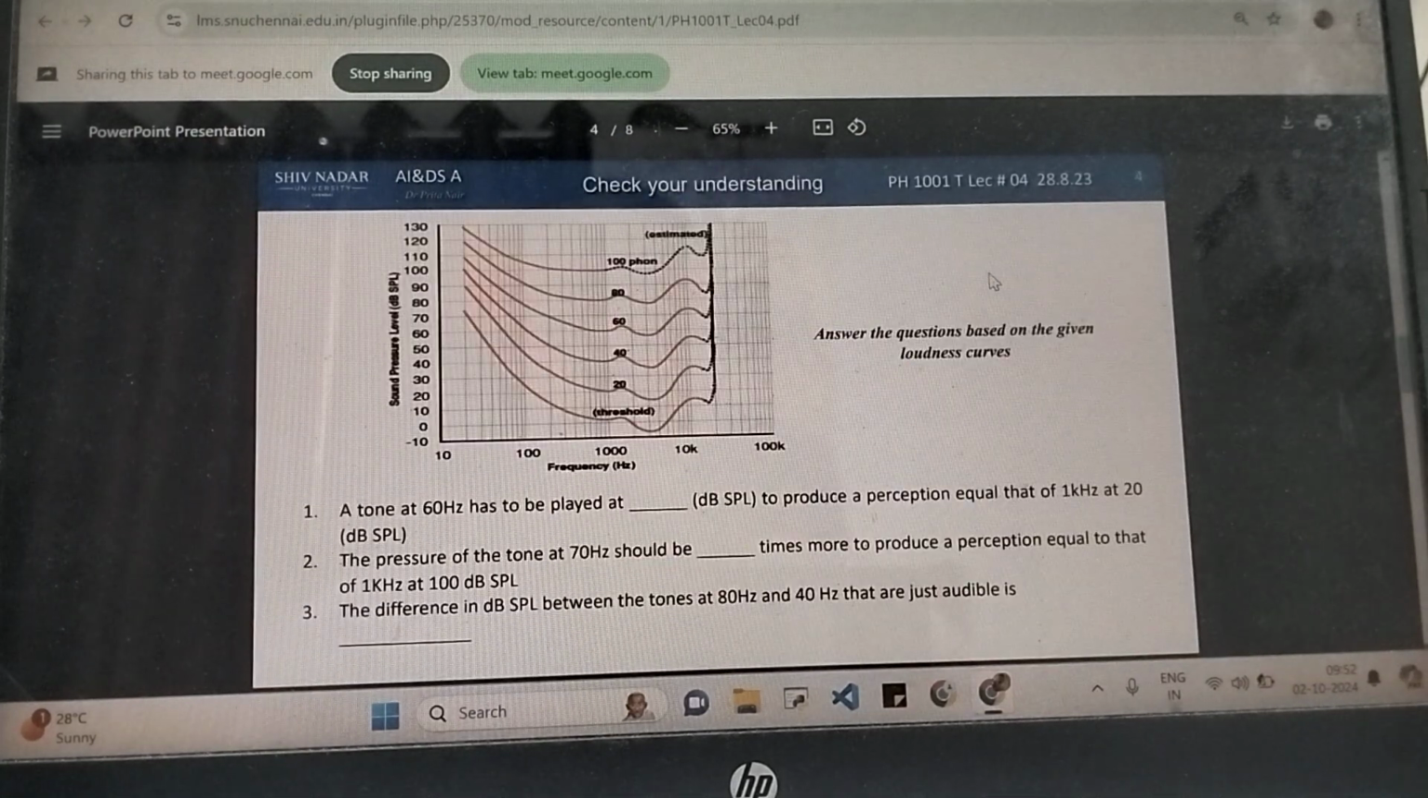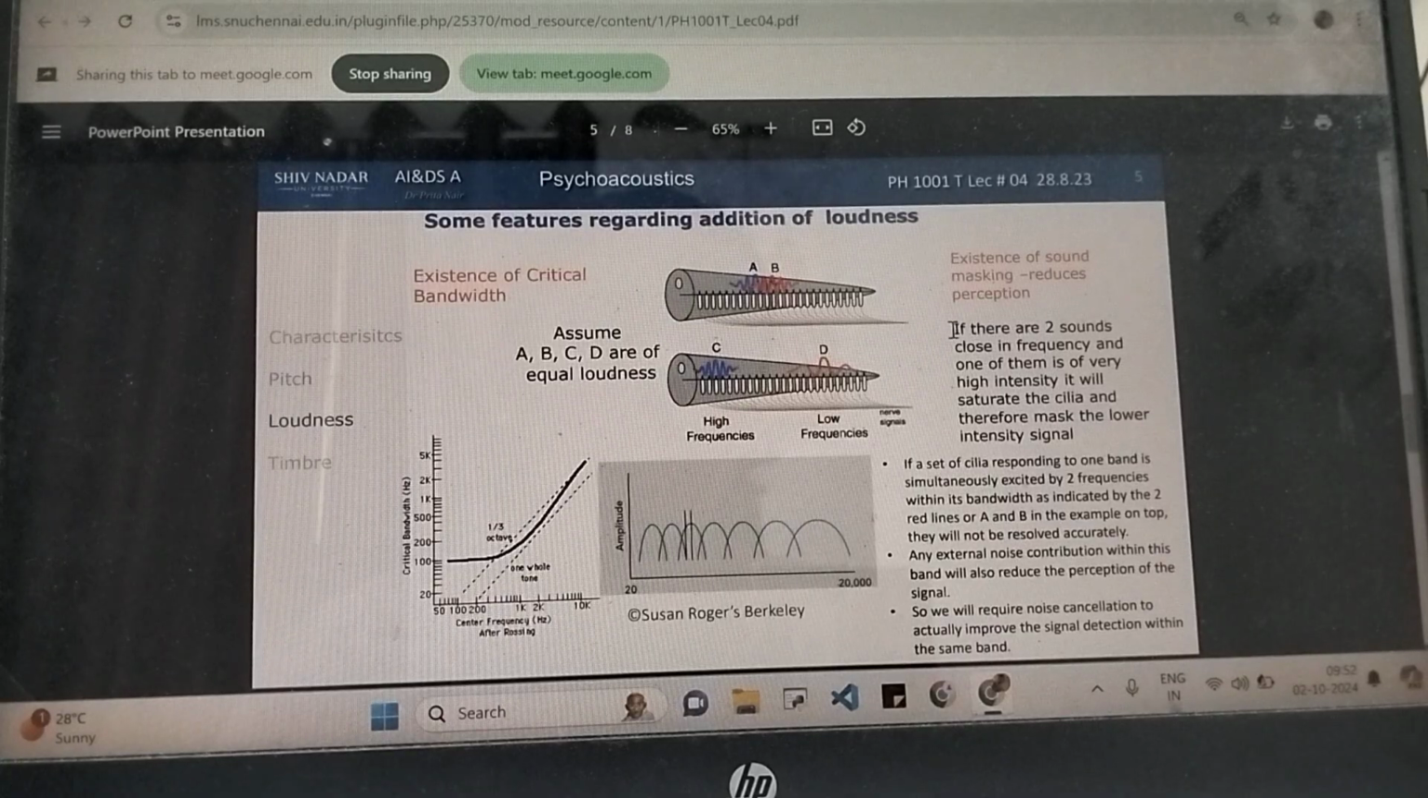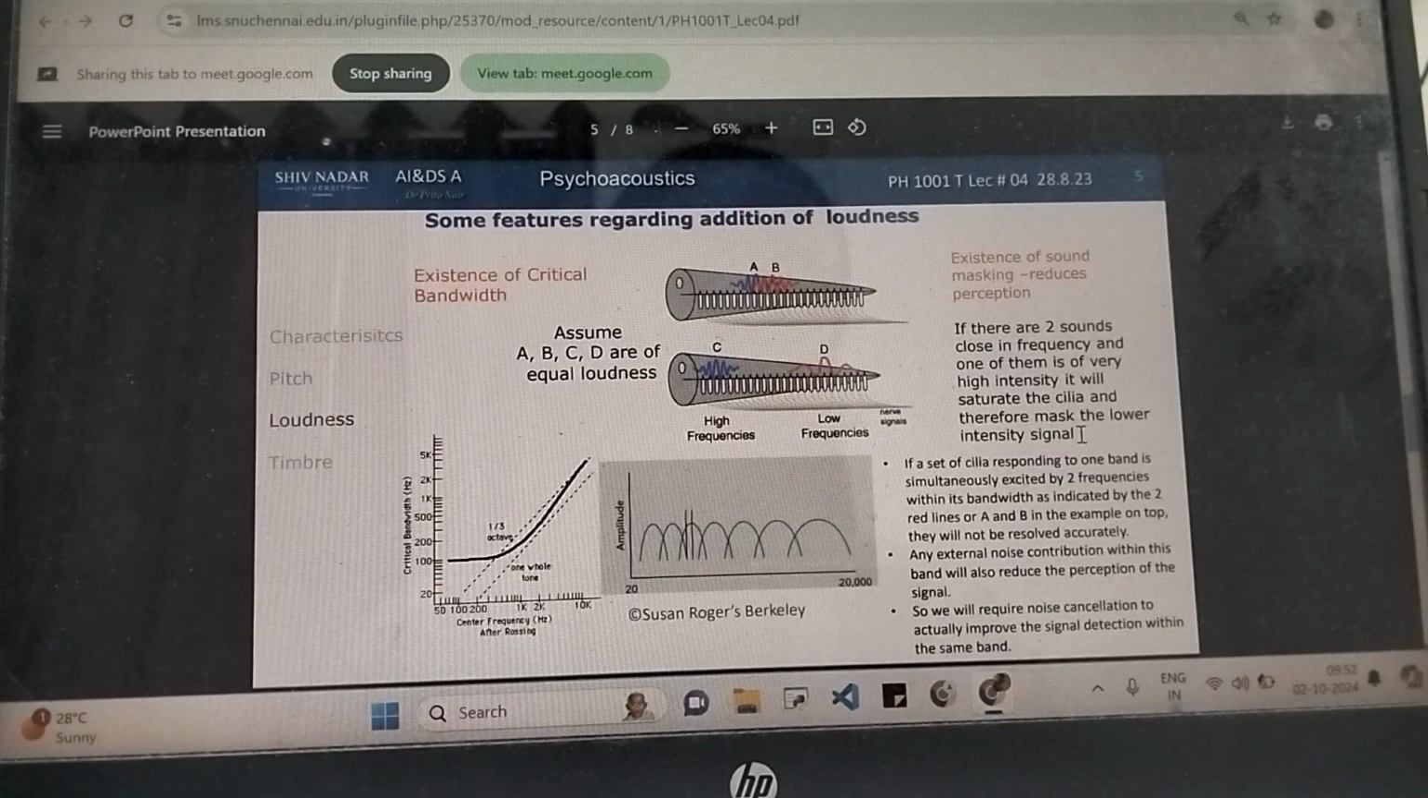That is that. And yeah, if there are two sounds close in frequency and one of them is of very high intensity, it will saturate the cilia and therefore mask the lower intensity signal. Meaning we have two sounds which are almost equal in frequency, but one of them is much louder than the other.